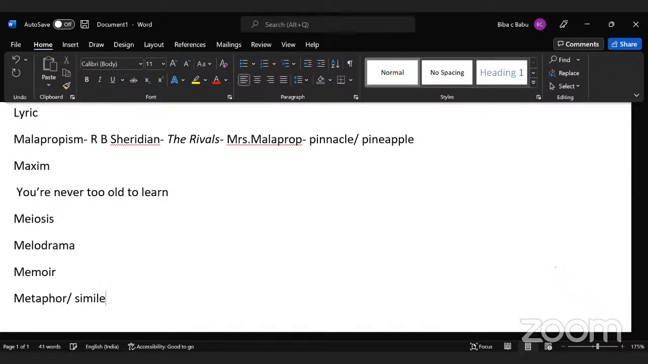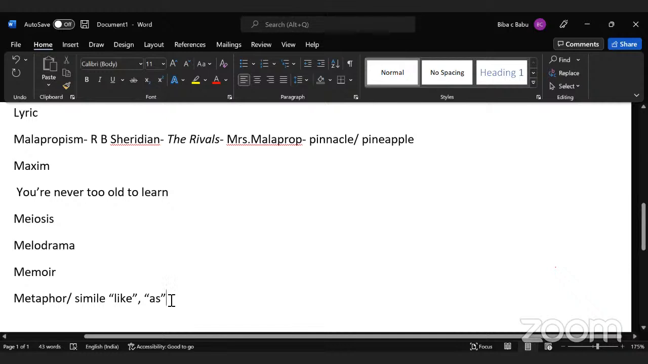Simile. Simile is another poetic device. It is also comparing or finding comparison between two different things. Metaphor and simile both compare two things. But in simile, you use words like 'like' or 'as' in order to compare. But in metaphor, you don't use anything like this.